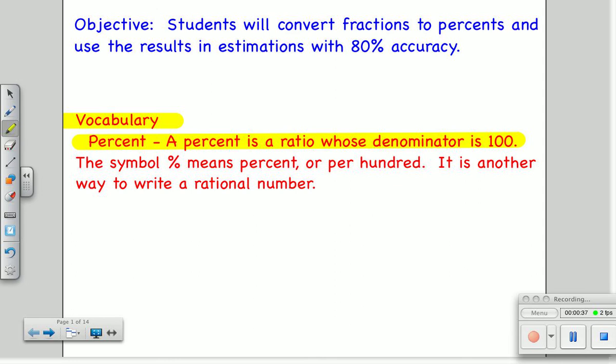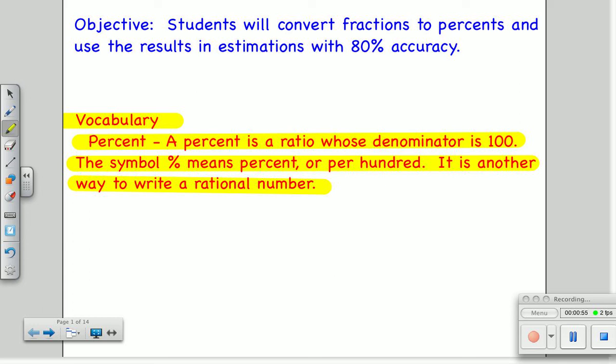Percents. A percent is a ratio whose denominator is 100. The symbol % means percent or per hundred. It is another way to write a rational number.